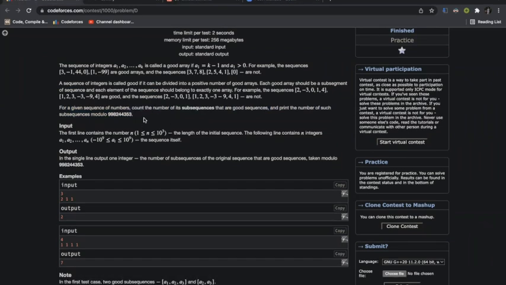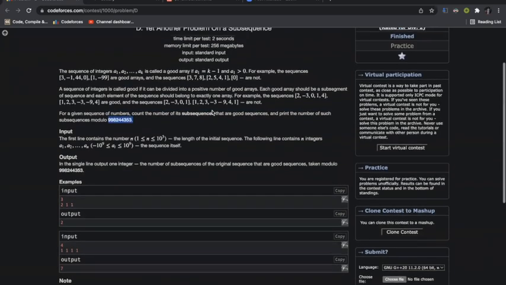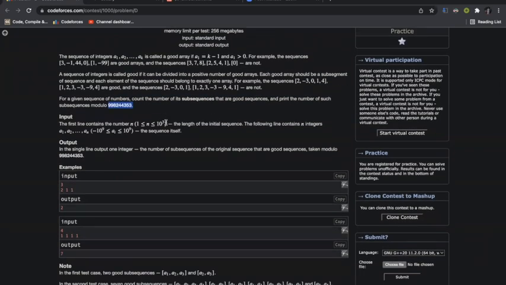So we have an array, and we need to tell the number of subsequences of this array that are good sequences. A good sequence is a sequence which can be divided into contiguous subarrays such that each subarray is a good array, right? We need to find the total number of good subsequences of our given array modulo this prime number. That's the entire statement. Notice that the constraints are a bit weird here: n is up to 10 to the 3 and not 10 to the 5. So that is surely going to be helpful for us.